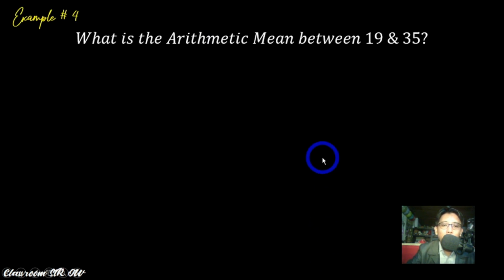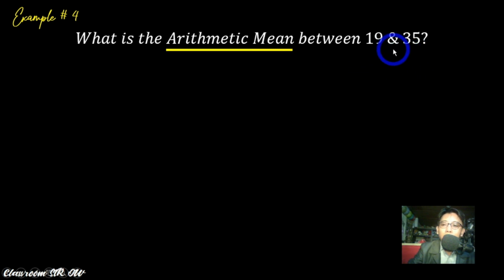Example number 4. What is the arithmetic mean between 19 and 35? In this problem, we are asked to solve the arithmetic mean. When we say arithmetic mean, the other term for this is the average. So when we are looking for the average, given two terms here, we are looking for the term in between 19 and 35.